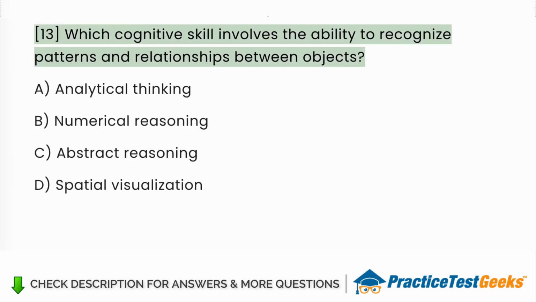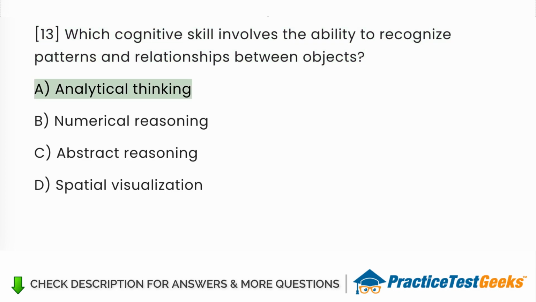Which cognitive skill involves the ability to recognize patterns and relationships between objects? A. Analytical thinking. B. Numerical reasoning. C. Abstract reasoning. D. Spatial visualization.